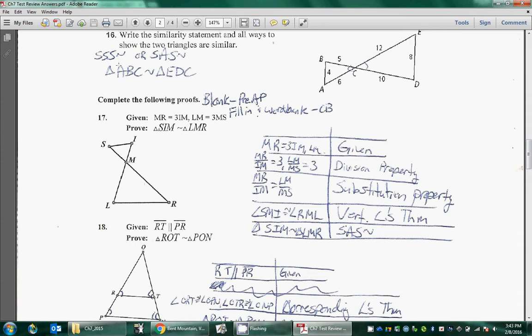So ABC is going to be similar to EDC. The reason why, A is across from kind of that middle side length. E is across from that middle side length of 10. B is across from the largest side, 6. D is across from the largest side of 12. C is across from the smallest side of 4. C is also across from the smallest side of 8. Also, if the angles are congruent, you know they have to have the same placement of the letter.